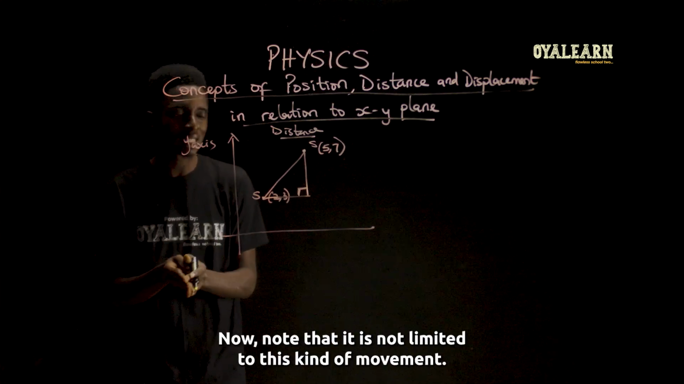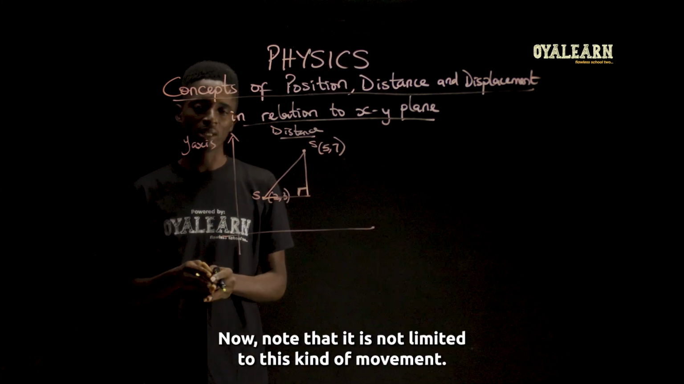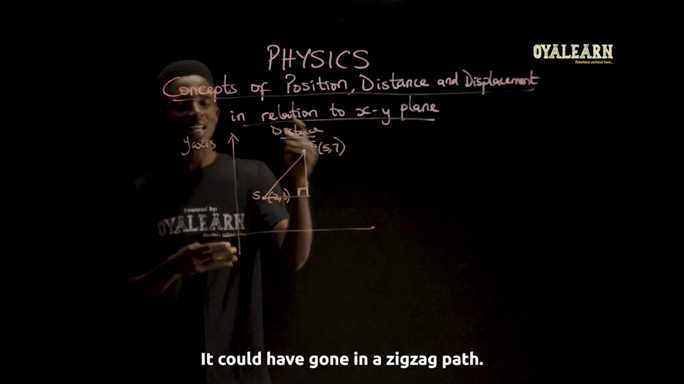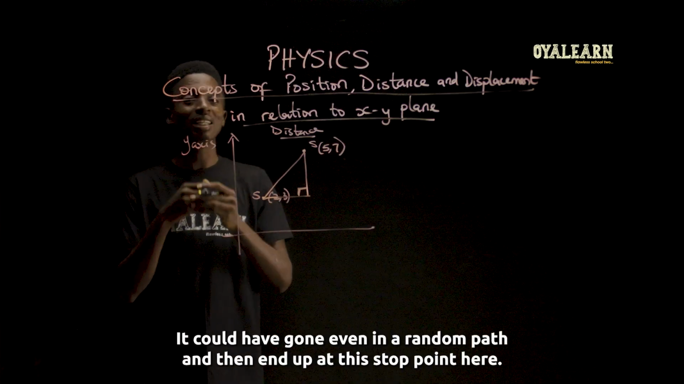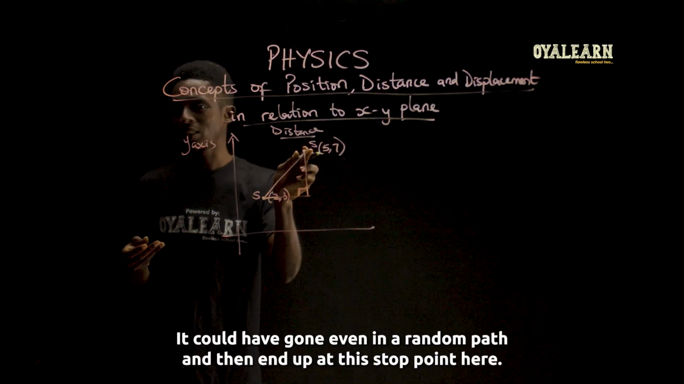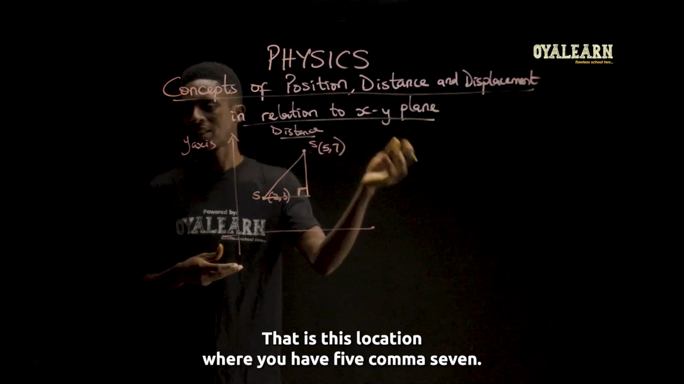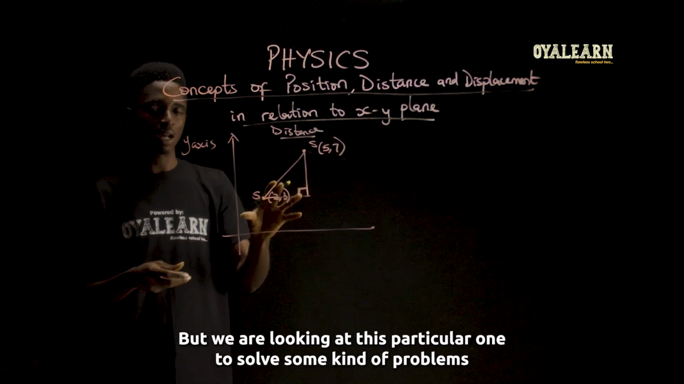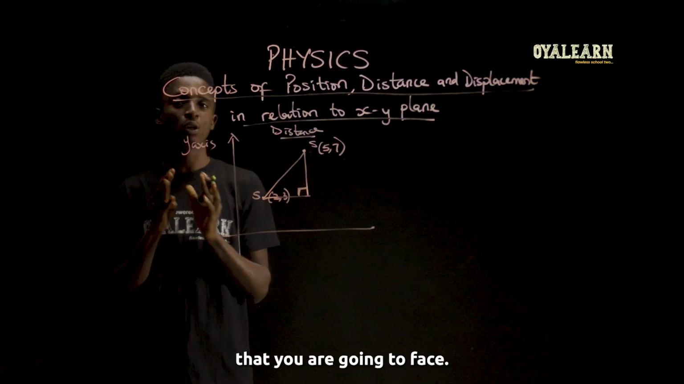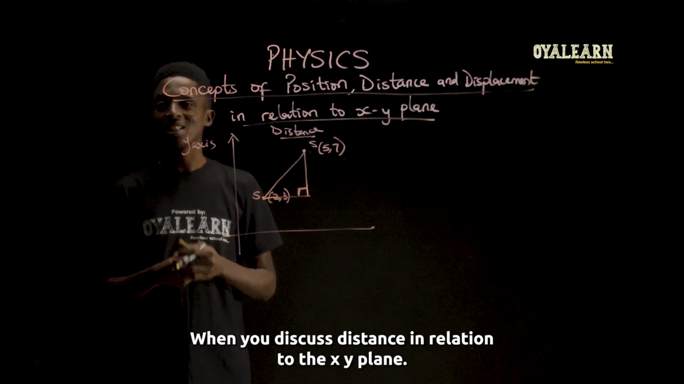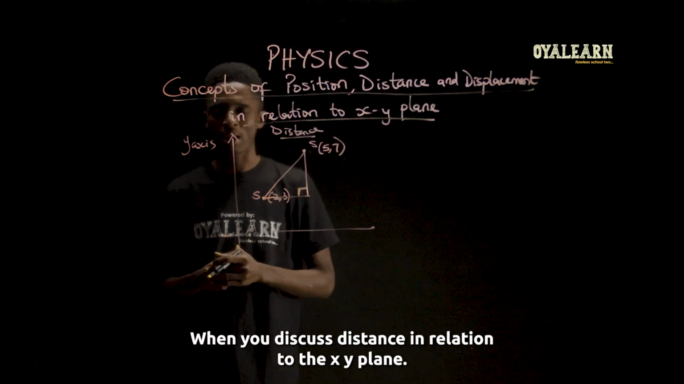Now, note that it is not limited to this kind of movement. It could have gone in a zigzag path. It could have gone even in a random path and then ended up at this stop point here. That is this location here where you have 5, 7. But we're looking at this particular one to solve some kind of problems that you're going to face when you discuss distance in relation to the XY plane.